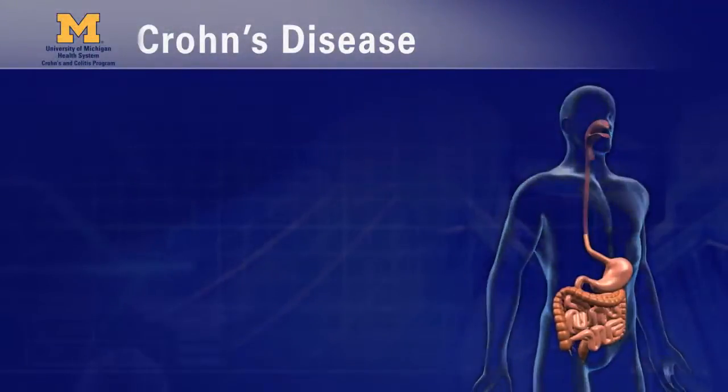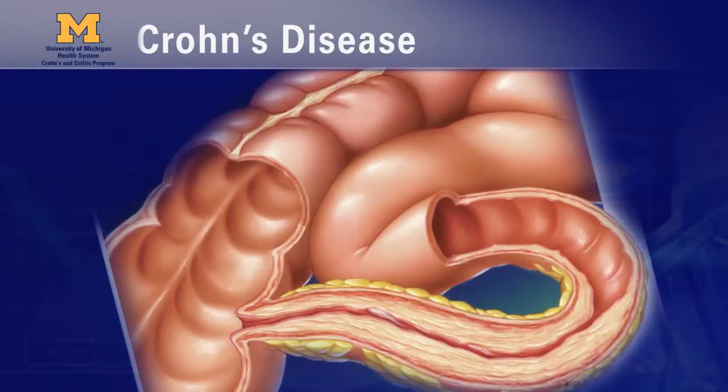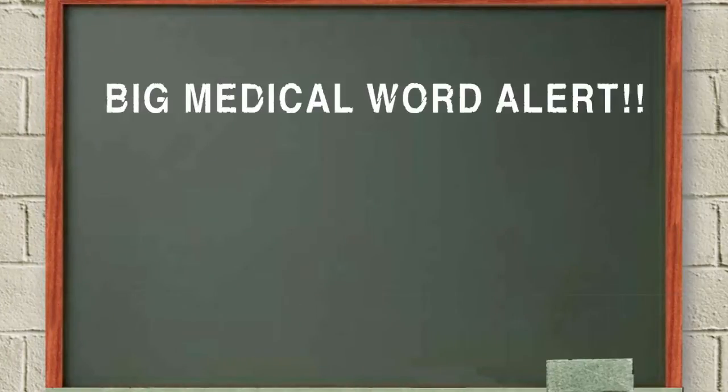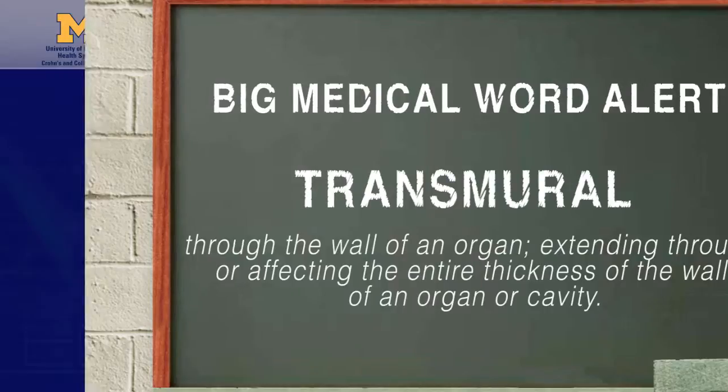Crohn's disease causes inflammation throughout the entire thickness of the wall of the GI tract. This affects all of the layers of the wall. Because it goes across the whole wall, Crohn's is called a transmural disease. Crohn's disease can cause inflammation in any segment of the GI tract, from the mouth to the anus.